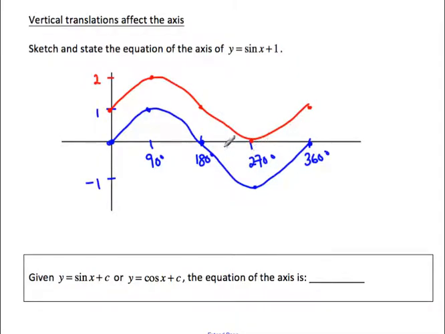Notice that the axis of the function, the line around which the function oscillates, has moved up from y is equal to 0 to the line y is equal to 1. So vertical translations affect trigonometric functions in the same way they do other functions. If we look at it in general, applying a vertical translation of c is going to change the axis. So y is equal to sine x plus c, or cos x plus c, is going to have an axis with an equation of y is equal to c. Remember that because the axis is a line, it needs an equation, y is equal to c.